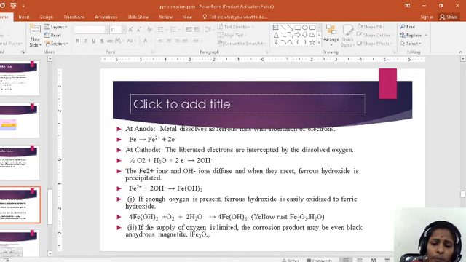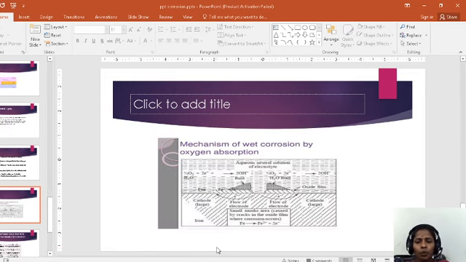If the supply of oxygen is limited, the corrosion product may even be black anhydrous magnetite, that is Fe3O4. That means gradual oxidation takes place when the oxygen content is limited. So due to the gradual oxidation, a black layer forms on the surface of the metal. That is oxidation corrosion. So see here, the anodic area will be very small and the cathodic area will be large. Whereas in the hydrogen evolution type, the anode is large and the cathode is small.